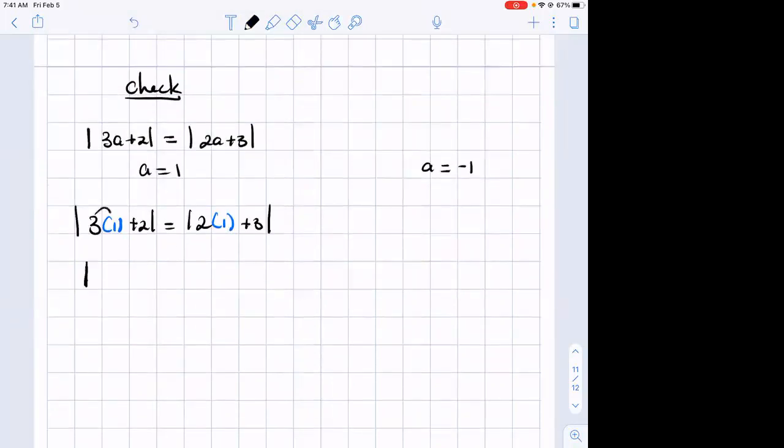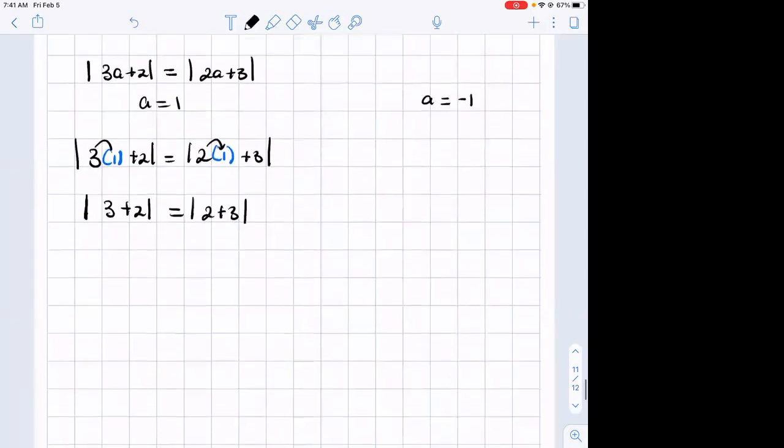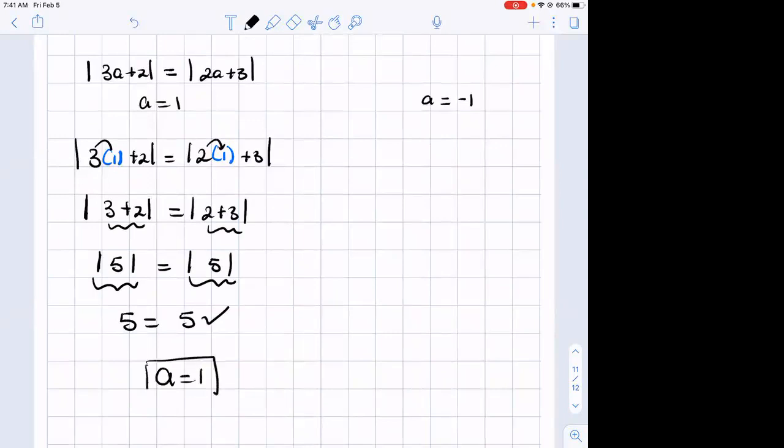Simplifying this, 3 times 1 is 3. 2 times 1 is 2. And then if we simplify the inside, this becomes 5. This becomes 5. The absolute value of 5 is 5. 5 is equal to 5 is true. So a equals 1 is a solution. That is a valid solution. Okay.